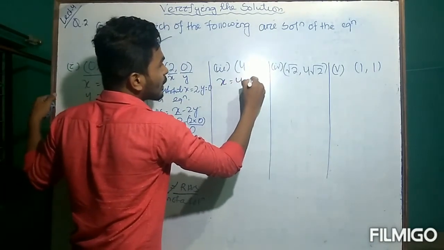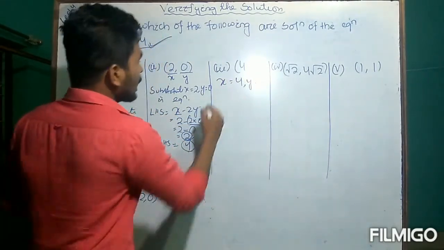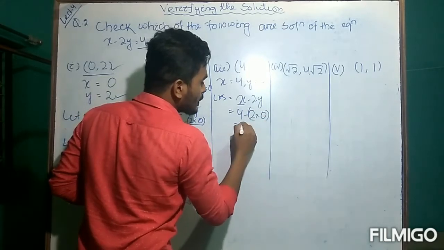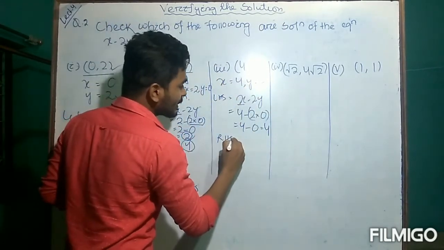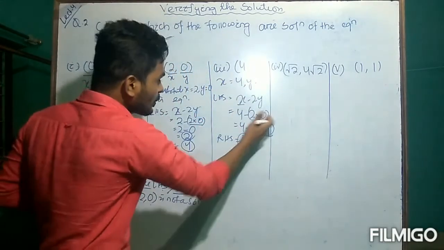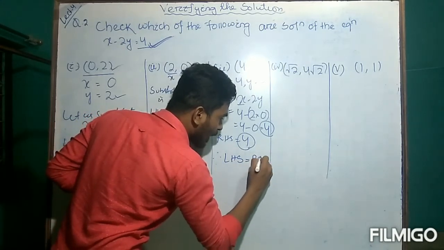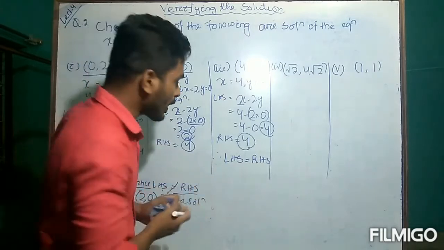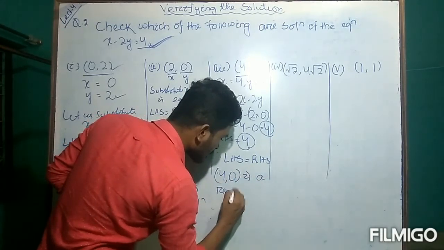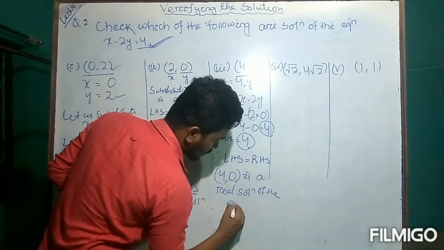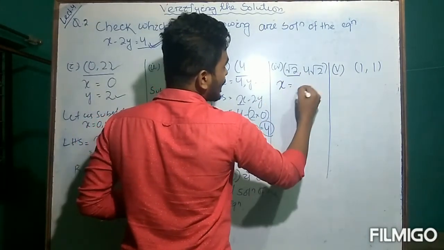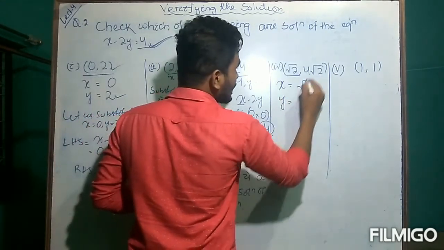Here we have x is 4 and y is 0. Now you have to substitute these two values in the equation. Now your LHS will be x minus 2y, that is x is 4 minus 2 into 0. So it will be 4 and RHS is also 4. So for the values of x and y, LHS and RHS are equal. So you can write LHS is equal to RHS. Since LHS and RHS are equal, that means this pair 4, 0 is a real solution of the equation. Understood?